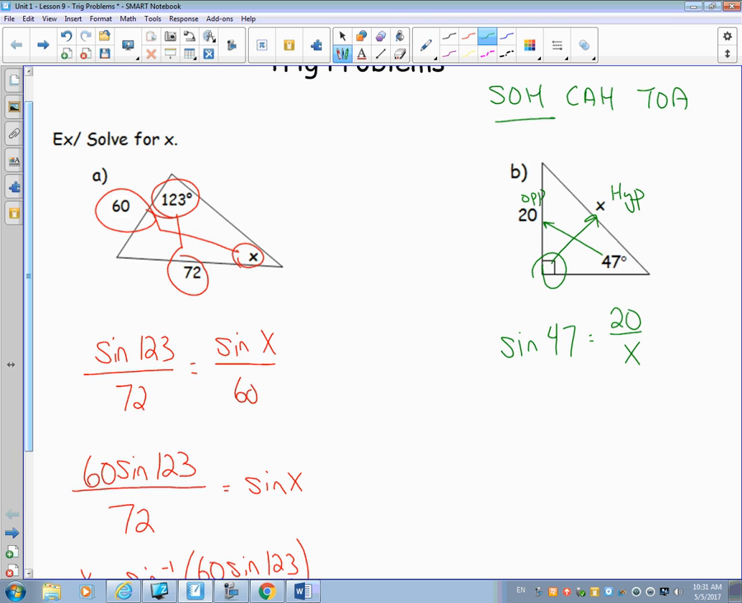That's a fraction. That means I cross multiply. 1 times 20 is 20. X times the sine of 47 is x sine 47. I want to get x by itself, so I need to divide out the sine 47. And if I do that properly, I get x is 28.7 degrees.